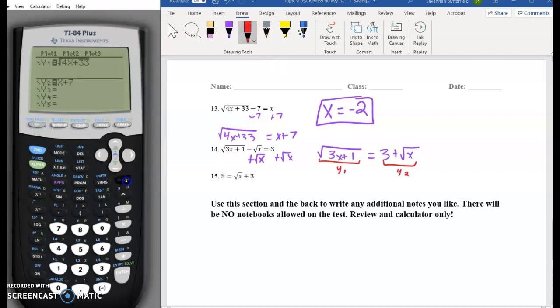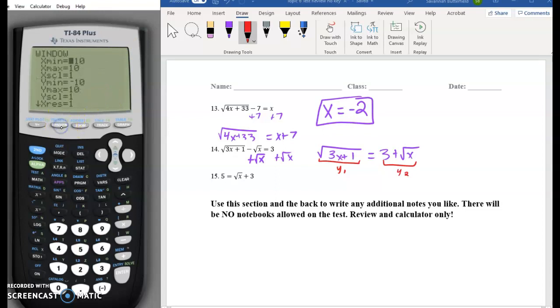So back to y equals, clear out our last problem. And we're going to do square root of 3x plus 1. And in y2, we're going to do 3 plus the square root of x. And let's see if we can see the intersection. So you notice the intersection is not quite visible, right? These lines are getting super close, but we can't see it on the screen.